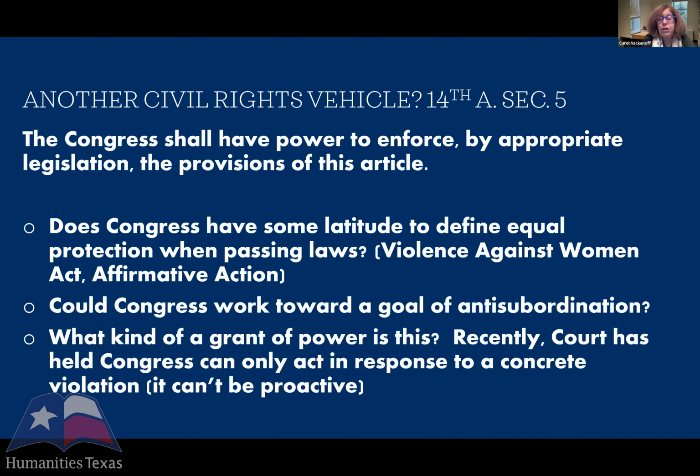It's a reasonable question to ask because recently the court has held that Congress can only act in response to a concrete violation that it has identified. That is, it cannot be proactive. It can't be trying to just generally improve things, shall we say. So this is an interesting development of where the court has been, restricting what Congress can do under Section 5 of the 14th Amendment.